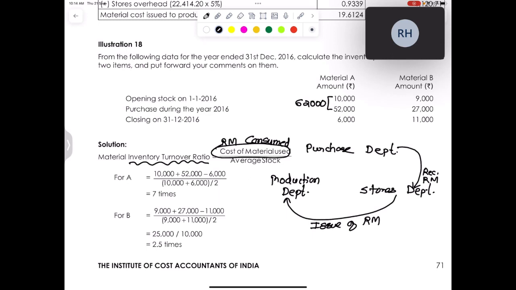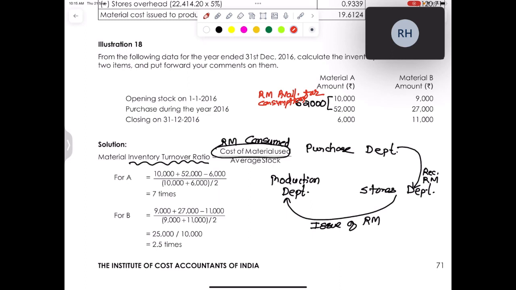It indicates that raw material, please listen very carefully, beta, this is very important. Raw material available for consumption. The 62,000 means raw material available for consumption. Raw material available for consumption is 62,000 rupee.